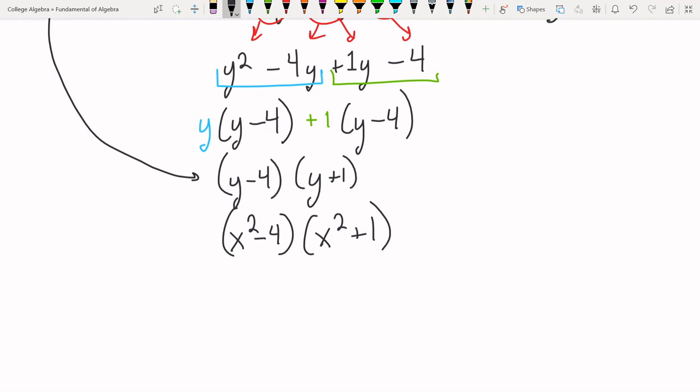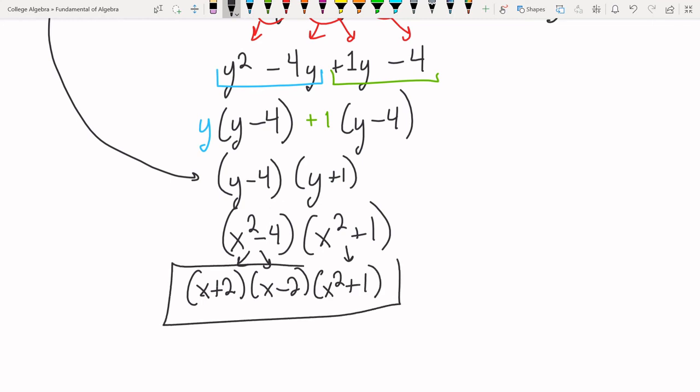The first factor there, the x squared minus 4, is a difference of two squares, namely x and 2. X times x is x squared, and 2 times 2 is 4. So we get x plus 2, x minus 2. That's what this thing breaks down into. This last thing here, x squared plus 1, is a sum of two squares, and that is prime, meaning it cannot factor. So we just write it the way it is. There's no need to try and factor it at all. It's prime. And there we go.